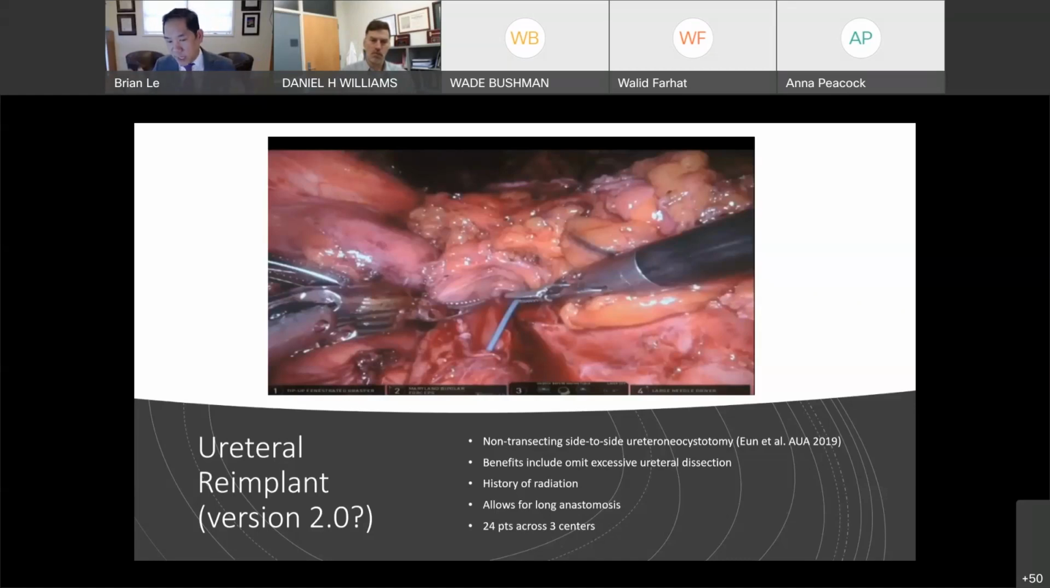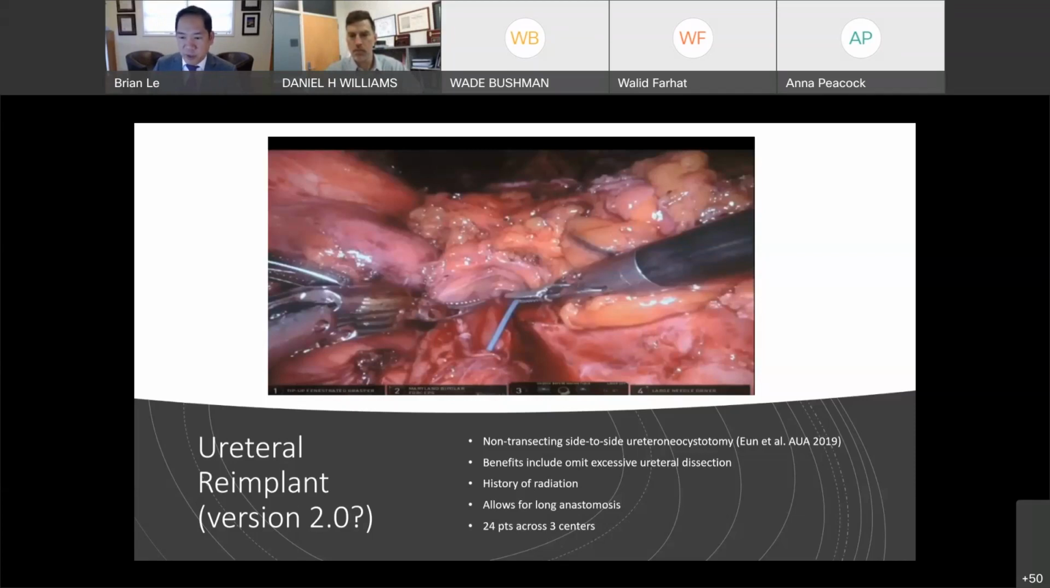The potential benefits is you omit excessive ureteral dissection. You don't need to dissect all the way down. You can stay away actually from the traumatized area because you're not trying to mobilize the damaged area. You're trying to go upstream to the damaged area. So it might be an easier mobilization. You might be able to stay out of the danger zone. And then you get this long anastomosis.